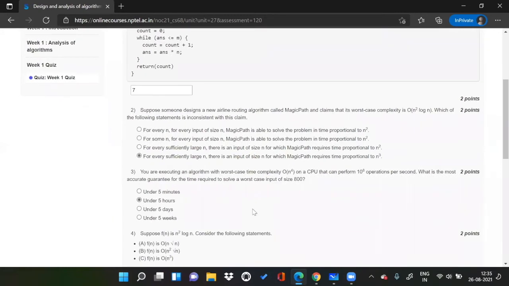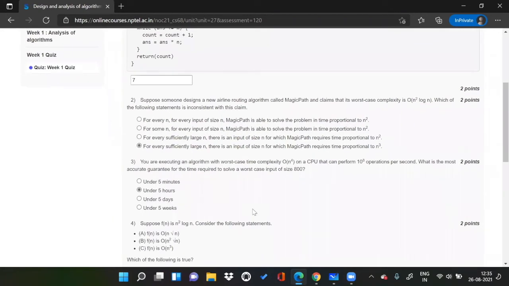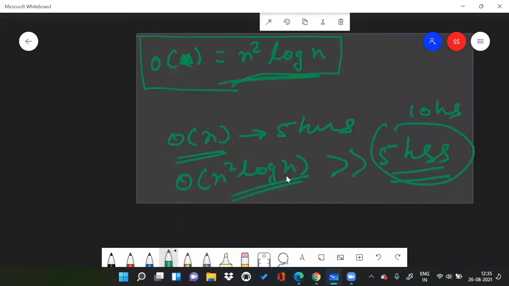Okay, so moving ahead. Now, the third problem is more mathematical, wherein we need to compute the approximate number of hours of computation the machine would take. So it says that the worst time complexity is order of n raised to power 4, and the CPU can perform 10 raised to power 8 operations per second. What is the most accurate guarantee for the time required to solve the input size of 800? Let's take this on a whiteboard and understand what it actually means.